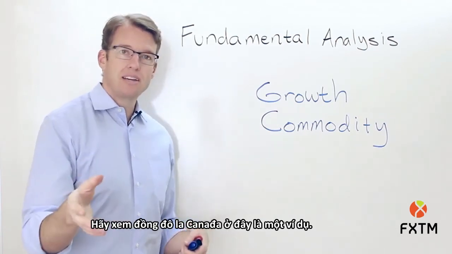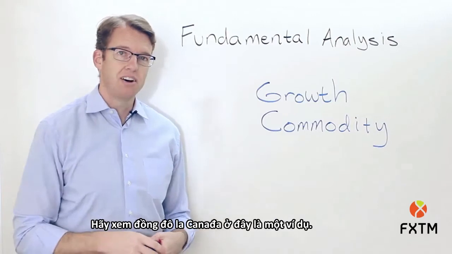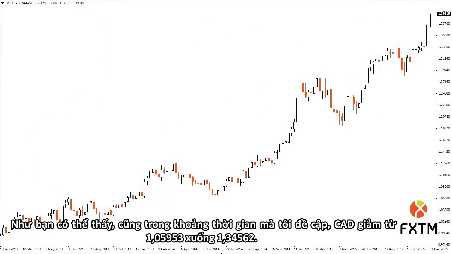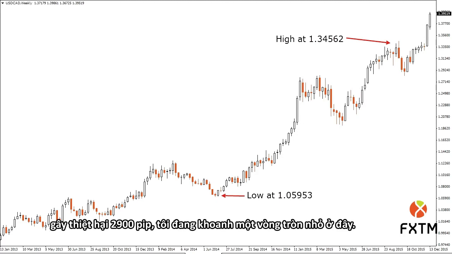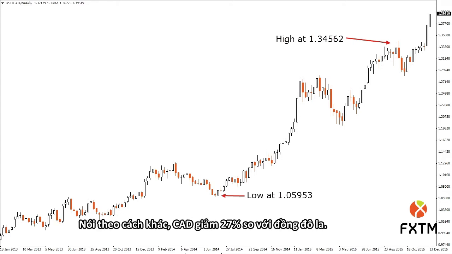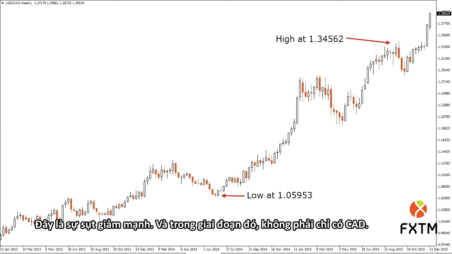So let's take a look at a good example here, the Canadian dollar. As you can see, during that same period of time, the Canadian dollar dropped from about 1.05953, shown here on my chart, to about 1.34562. That's about September 29th, 2015, when it bottomed out. So this was essentially a loss of about 2,900 pips, and I'm doing a little rounding here. Or in other words, it became 27% weaker against the dollar. That is a significant decline.